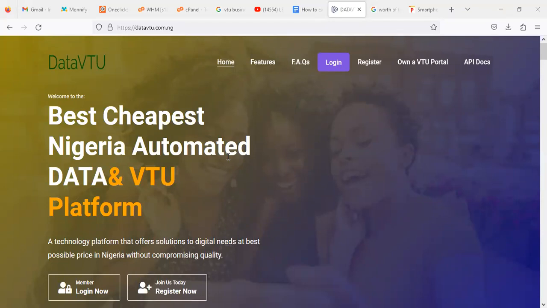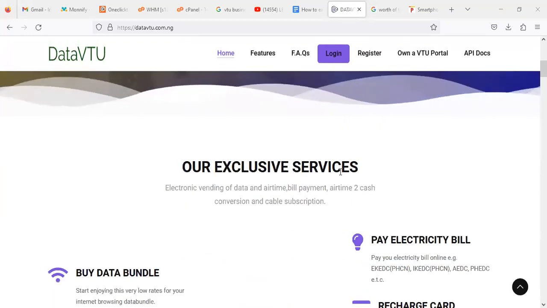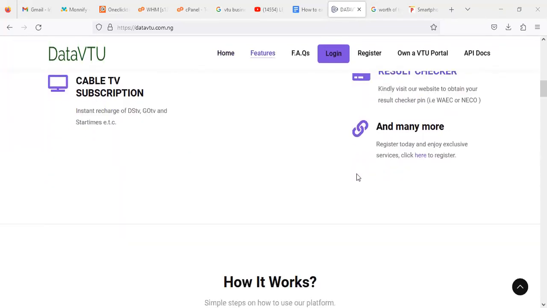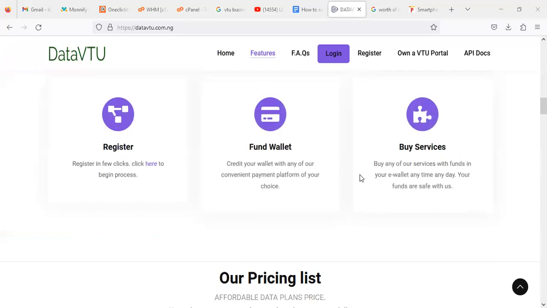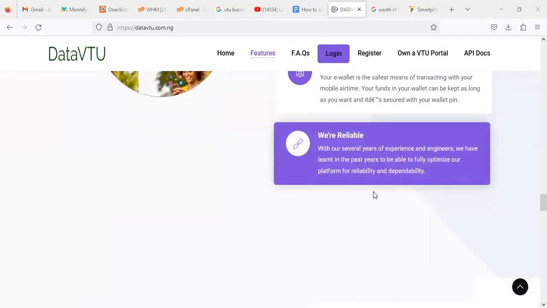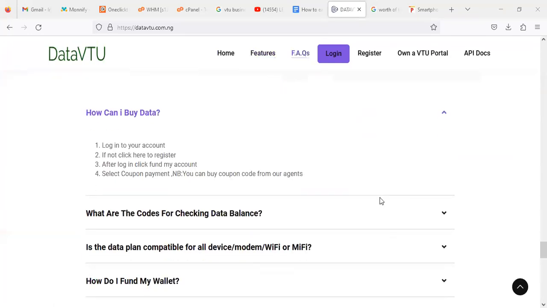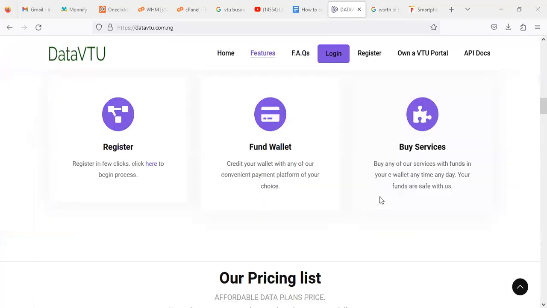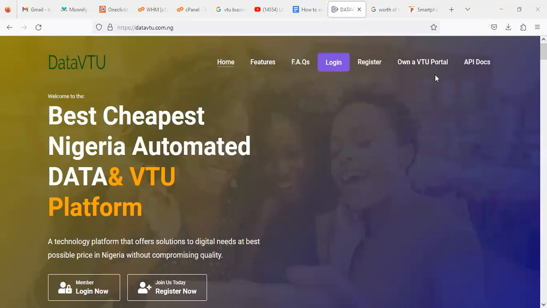It is an emerging telecom business platform that enables you to vend data at a very cheap rate. They are offering services which enable you to own a VTU website that also enables you to vend this product at a much cheaper level. That's the whole essence. Now, once you're on Data VTU, what you need to do is find the place where you see Own a VTU Portal. I'm going to just quickly click on that.